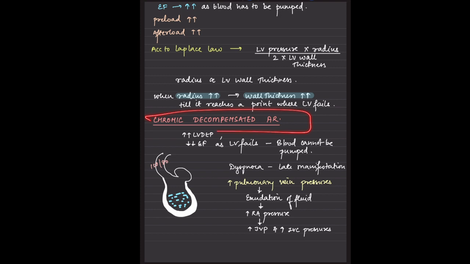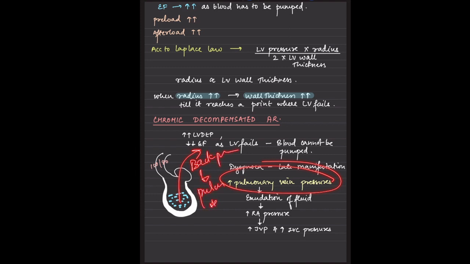Coming to chronic decompensated aortic regurgitation, that means the patient has been in a decompensated state. That means the heart cannot function well now. So there is an increase in the left ventricular end diastolic pressure, right? And the EF falls as the left ventricle fails. Blood cannot be pumped. We have already discussed this. So this is the blood that is staying over in the left ventricle. Dyspnea is a late manifestation, of course. There will be back pressure, and that will lead to pulmonary edema. But this is not the case in acute AR.